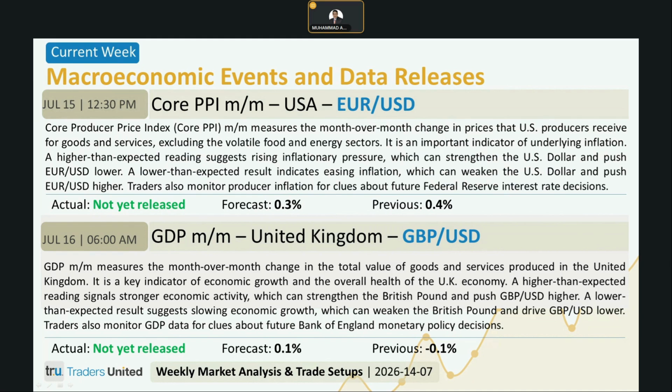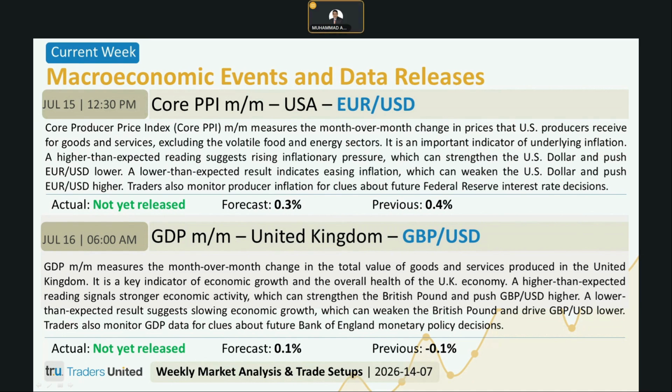Now, let me discuss market context and pre release expectations. Markets expect GDP to increase by 0.1% after declining 0.1% in the previous month. The expected improvement suggests the UK economy may be recovering. Forex traders will look for signs of stronger business activity and consumer demand. A reading above 0.1% could strengthen the British pound. A weaker reading could pressure the British pound.